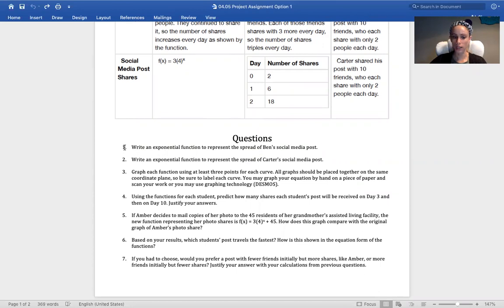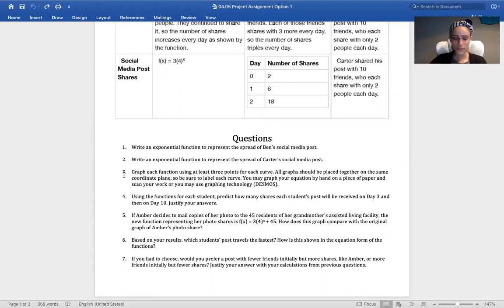So question number 1 wants us to write an exponential function to represent the spread of Ben's social media post. And as we look at number 2, it wants us to write an exponential function for Carter. So I know that one of my tasks is writing an exponential function, an exponential equation.